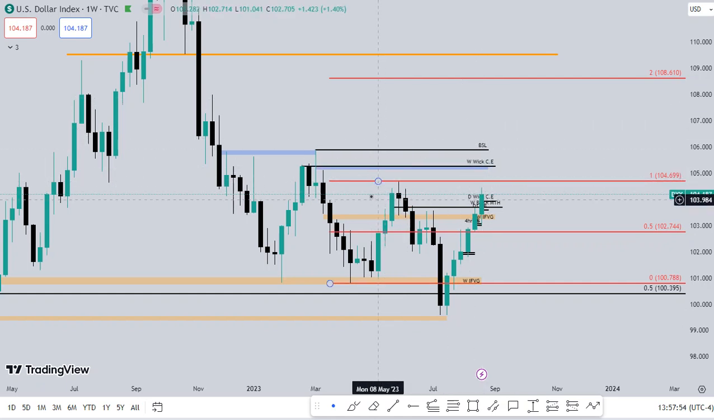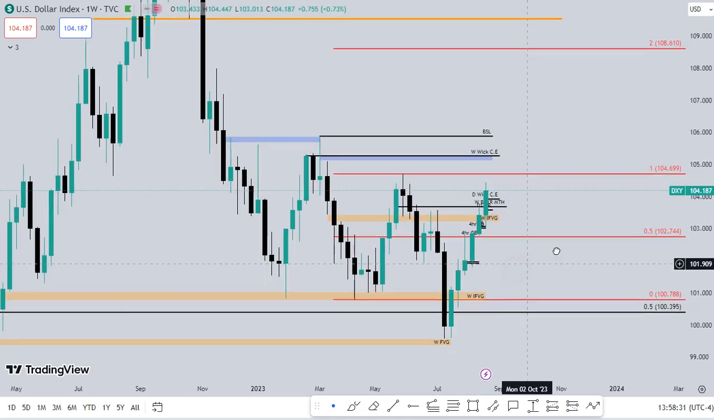Let's do a top-down analysis on US dollar index and euro dollar. As you can see, this is US dollar weekly time frame, and we have been within this range, and price went to the upside, and we have this buy side liquidity in here as well as this buy side liquidity on weekly time frame. So probably according to this weekly candle close, we can expect that the coming weekly candles target can be this buy side liquidity on the weekly time frame.